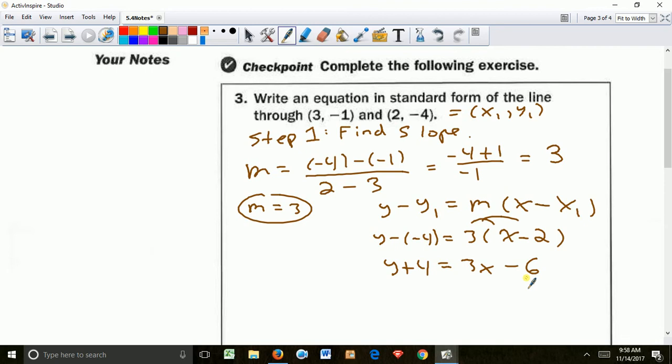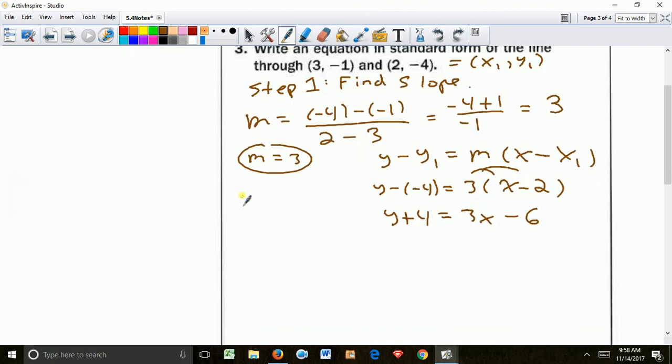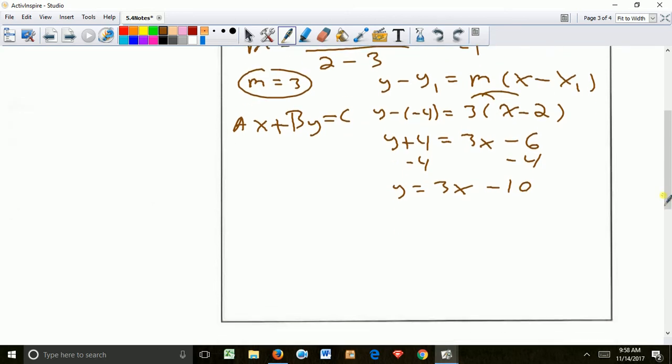And then you want to get all the x's and y's on one side to write this in standard form. The form ax plus by is equal to c. So subtract 4 to both sides first. We now get y is equal to 3x minus 10. And then you want to get the x term on the other side of the equation. Subtract 3x to both sides. And then you get -3x plus y is equal to -10.